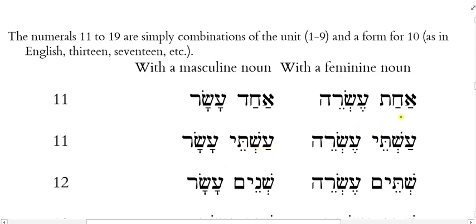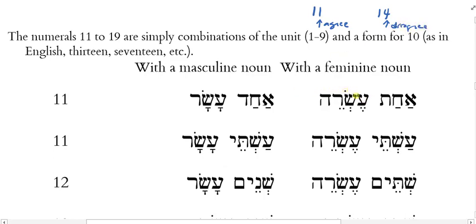Now over here, if I have a feminine noun, look at what I'm using for the 1 part, achat. What gender is that? Well, it's feminine. Why? Because the numbers 1 and 2 match the gender of what we're numbering, okay? So when I'm dealing with numbers like 11 and let's say 14, the number that represents the 1 will agree in gender. But since 4 is a digit between 3 and 10, that will disagree with the gender, okay?